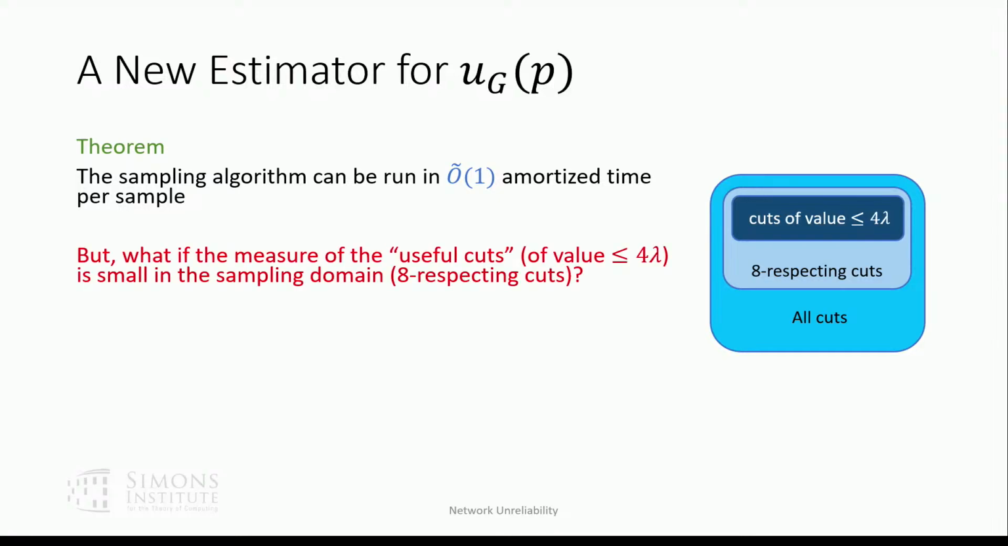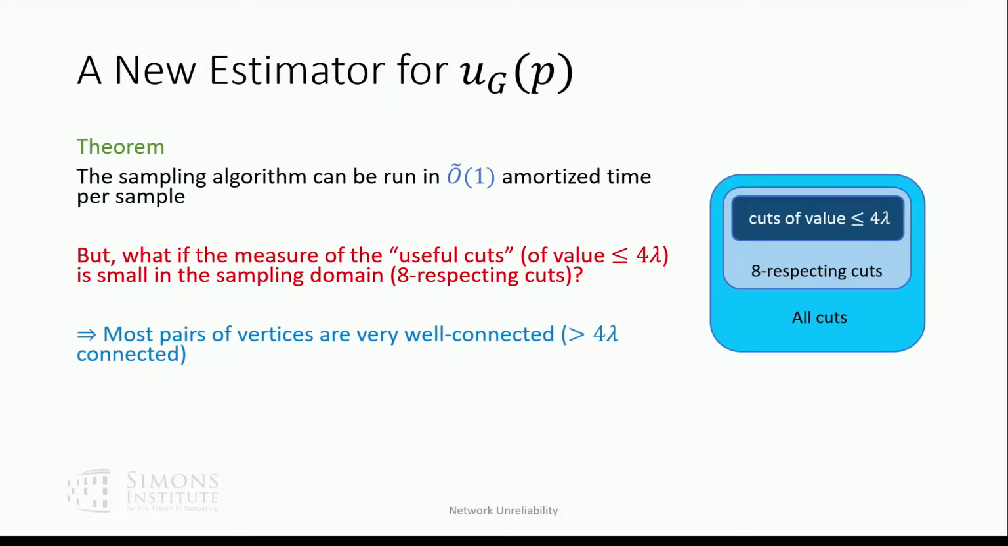The more conceptually interesting question is, what if the measure of the useful cuts, the dark blue cuts or the purple cuts, is really small compared to this light blue set? It's possible this is a small set inside. So I can sample into this light blue set, but I'll really not hit this set. So it's not very useful for me. So how do I deal with this problem?